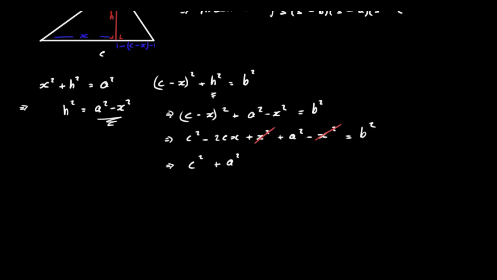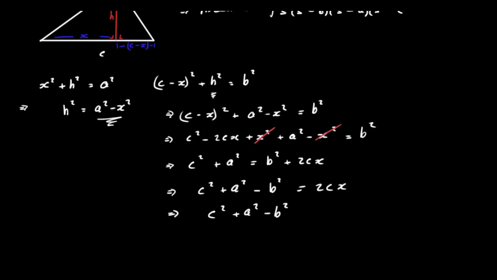And I'm going to take this minus 2cx and bring it over to the right-hand side. So I'm going to add 2cx to both sides. So c squared plus a squared is b squared plus 2cx. Now I want to solve for x here. So I'm going to take c squared plus a squared and subtract b squared from both sides. It'll give me 2cx on this side. And then finally, I'm going to divide both sides by 2c.